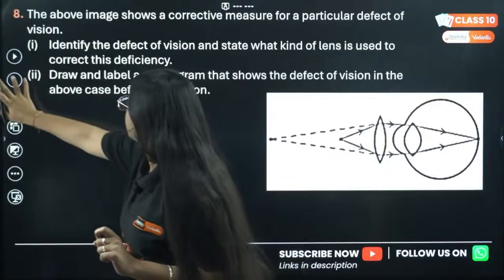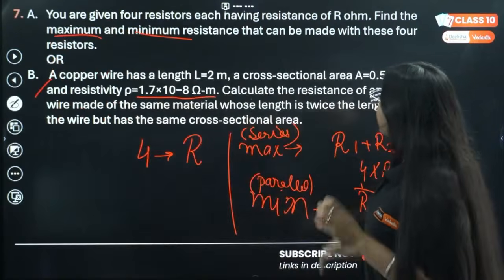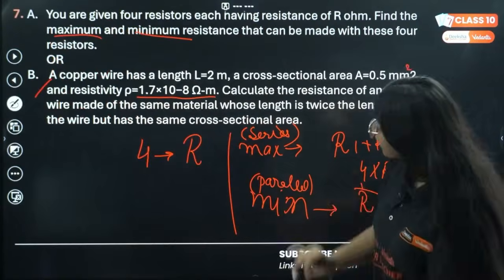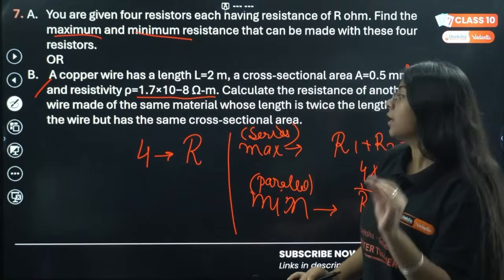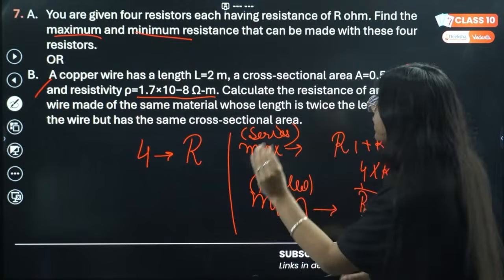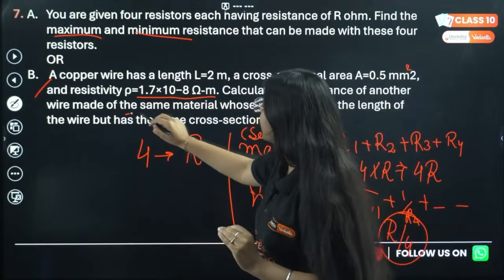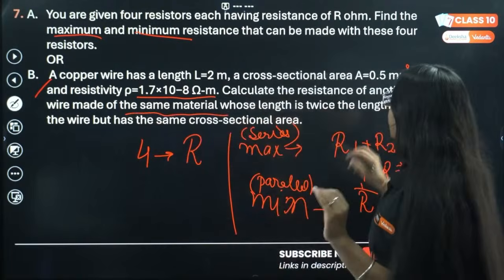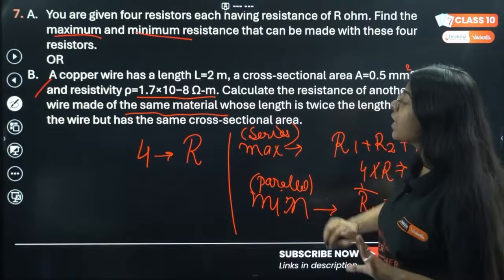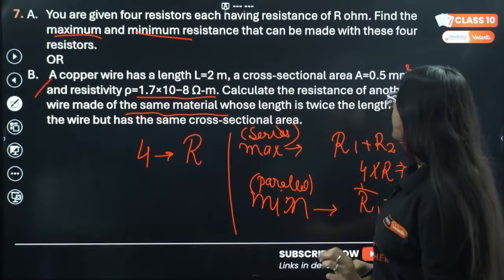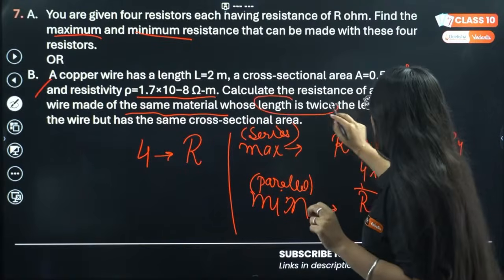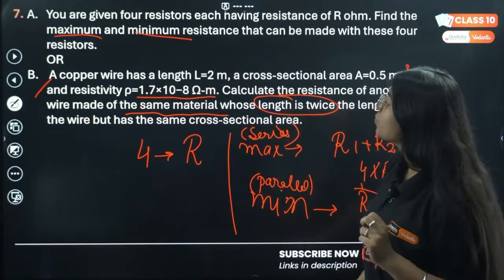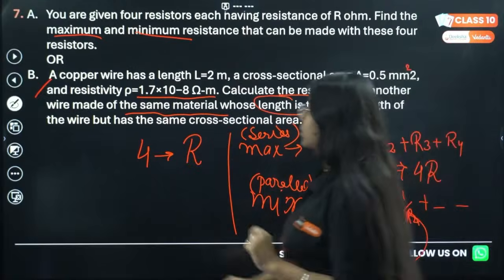Then what else is given? Calculate the resistance of another wire. Now the wire is another, but it is made up of same material. Calculate the resistance of another wire made up of same material whose length is twice the length of the wire but has the same cross-sectional area.